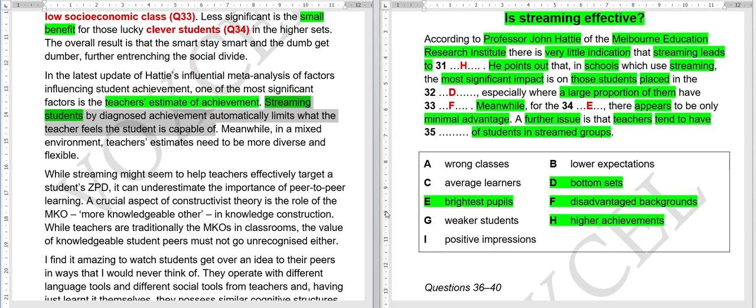Okay, time's up, and the answer to this particular question is option B, as we already thought, lower expectation. But how did we arrive at it? Where is it written? So here, limits, from here to here, they are saying that it automatically limits what the teacher feels the student is capable of. So if the teacher doesn't feel the student is capable of much, what kind of expectation will teachers have of the students? Will they have higher expectation or lower expectations? Yeah, they will have lower expectations.